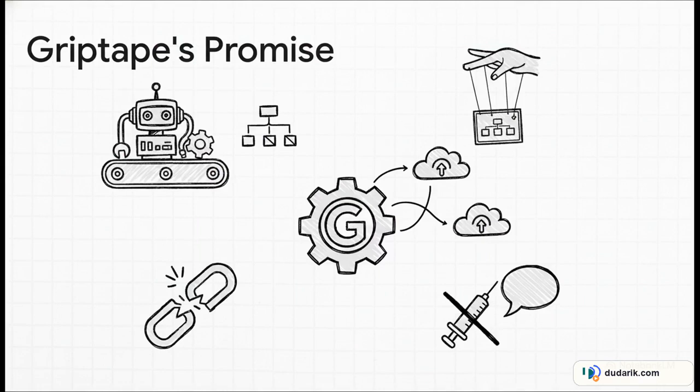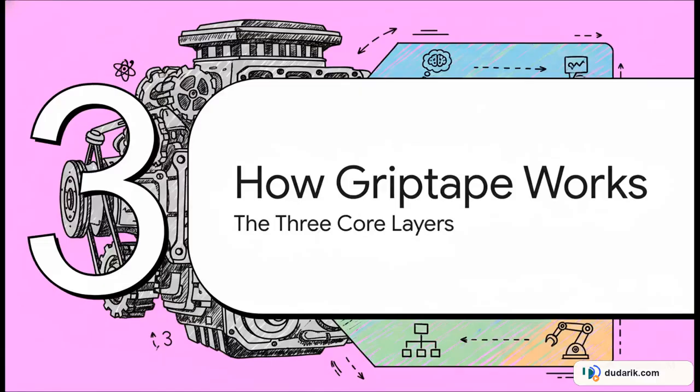Okay, so what does that actually mean for you, the developer? It means you can build real production-grade AI agents and have total explicit control over the entire workflow. You can use any LLM you want. There's no sneaky prompt injection happening behind the scenes. And best of all, no vendor lock-in. So how does Griptape actually pull this off? How do they deliver on that no magic promise? Well, let's get into the nitty-gritty and look at its three core layers.